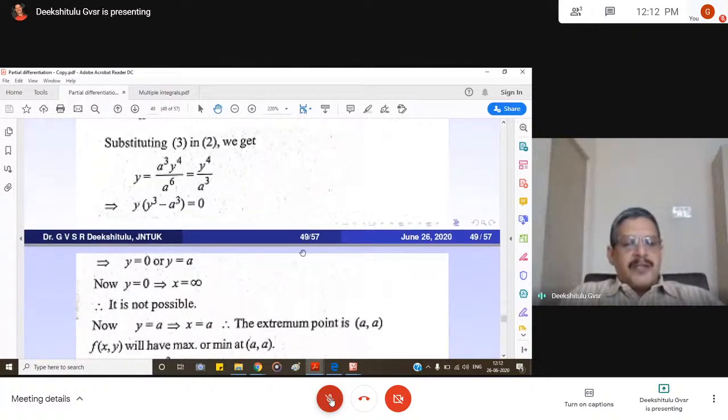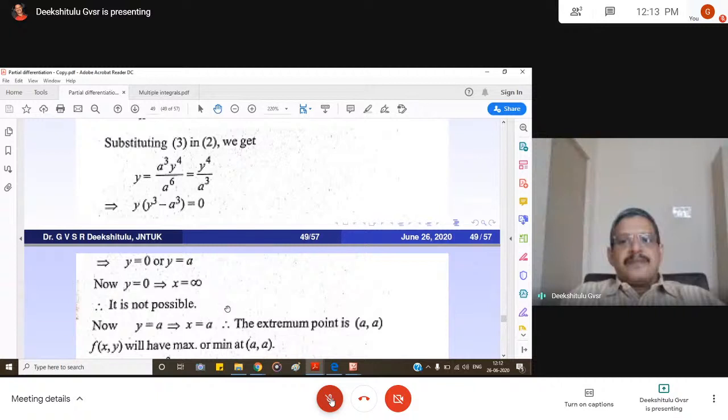Okay, it is not possible. So when y is equal to 0, what happens? When y is equal to 0, x becomes infinity. It's not possible. When y is equal to a, x becomes a cube by a square, so x becomes a.